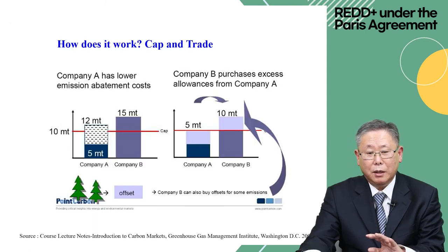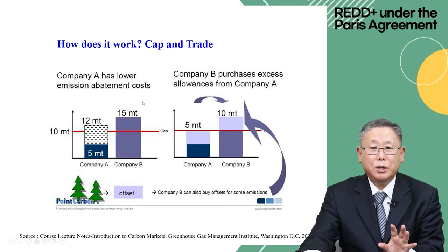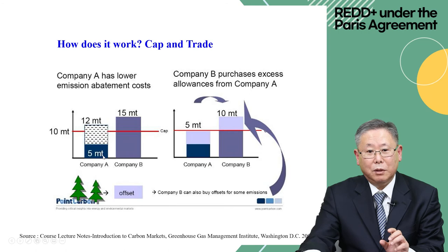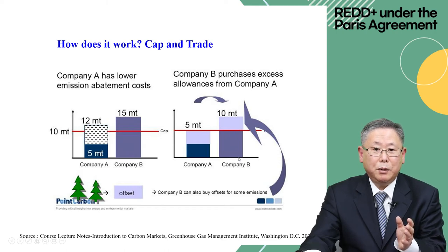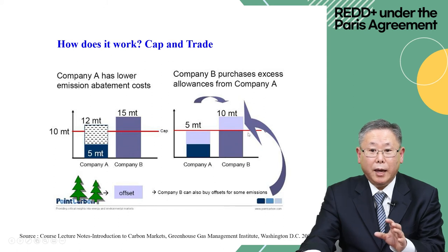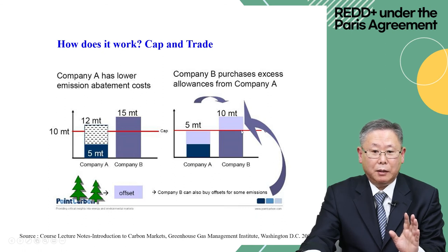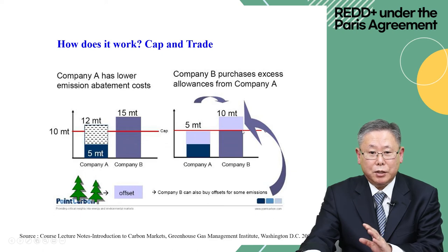To exceed these limits, a company may buy emission credits from polluters that emit less than their limit. So this creates some kind of economic incentive for conserving. How does cap and trade work? Let's look at this graph. Company A has lower emission abatement costs. The government allocates 15 megatons, but I can save some; I only emit 5 megatons. The other company also gets 15, so they can save some and sell. So company B purchases the excess allowance from company A. They are given 10, so they are over by 5 megatons and have to buy 5 from another company. So they buy 5 megatons from company A, and company B can achieve its target of 10.